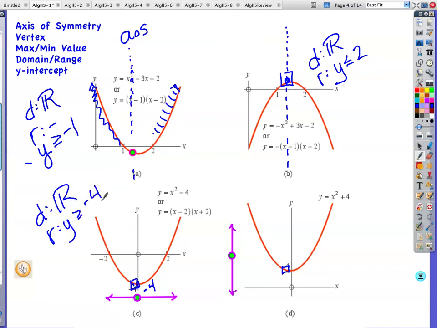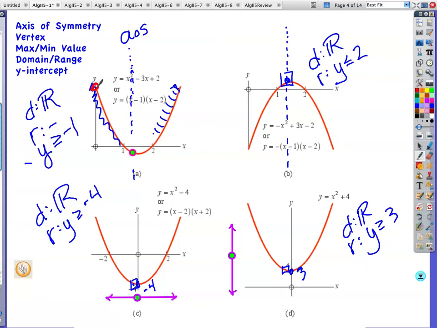All right? Look at the fourth one here. Once again, your domain is all the reals. And your range, let's call this 3 right here. Your range is all the y values greater than or equal to 3. Okay, what else do we need to find? Y-intercept. Y-intercept is where your graph crosses the y-axis.